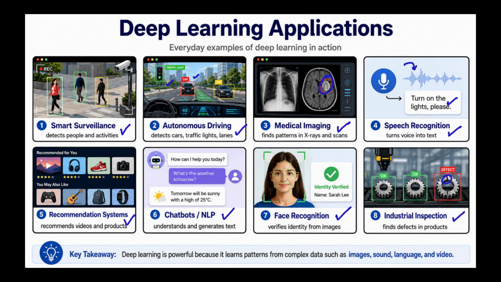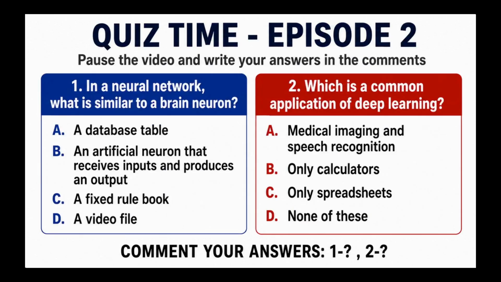Now it's quiz time. Pause the video and write your answers in the comment section. Question number 1. In a neural network, what is similar to a brain neuron? Option A, a database table. Option B, an artificial neuron that receives inputs and produces an output. Option C, a fixed rule book. Option D, a video file.